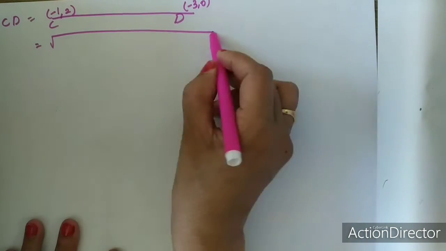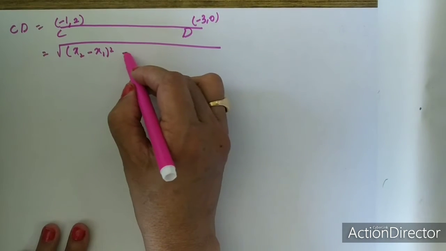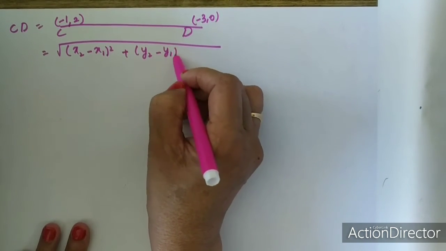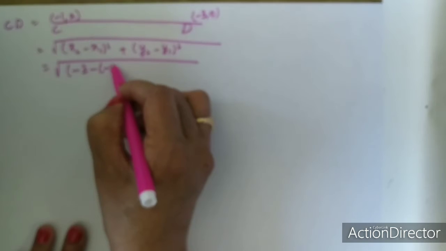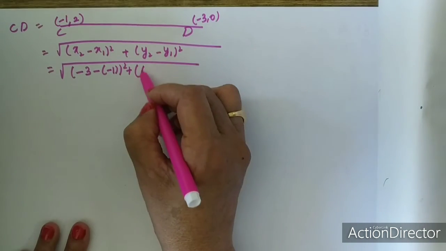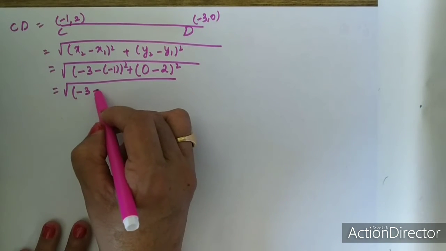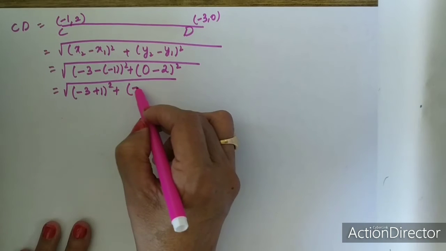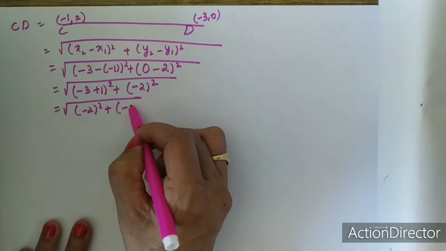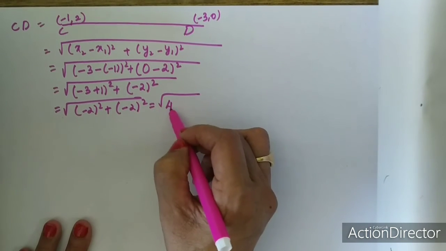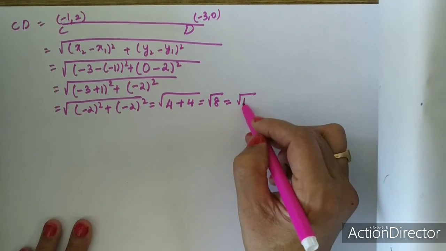This is equal to under root of x2 minus x1 whole square plus y2 minus y1 whole square. So this is equal to, what is x2? Minus 3 minus of minus 1 whole square. y2 is 0. 0 minus 2 whole square. So is equal to minus 3 plus 1 whole square plus minus 2 whole square. Minus 3 plus 1 is minus 2 whole square. Again you have minus 2 whole square, which is equal to 4 plus 4, which is equal to 8. 8 is nothing but 4 into 2.